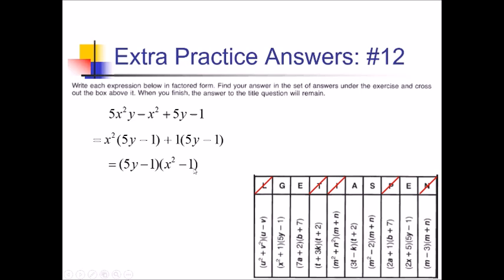So looking for those, let me think here. X squared plus 1, there it is. And then 5y minus 1 goes with it. So that g is getting crossed off. And now we can move on to seeing what those letters actually spell out.